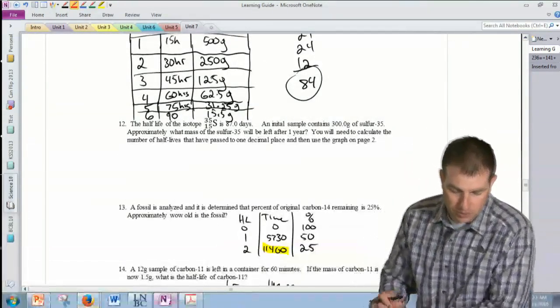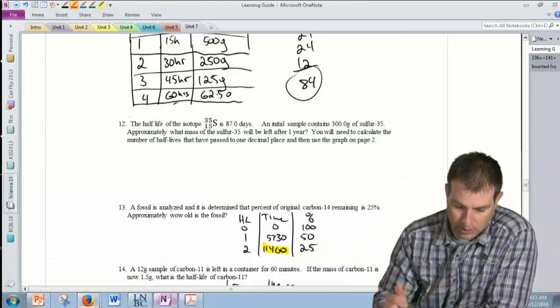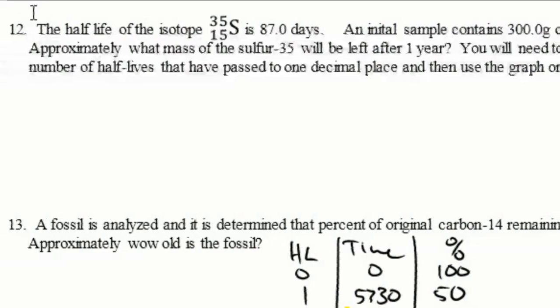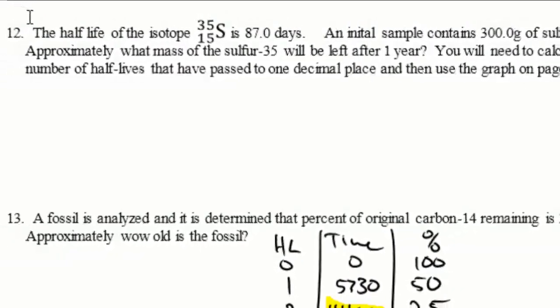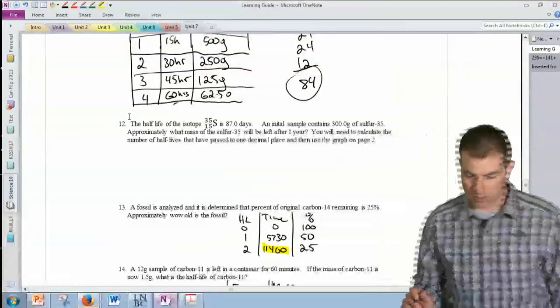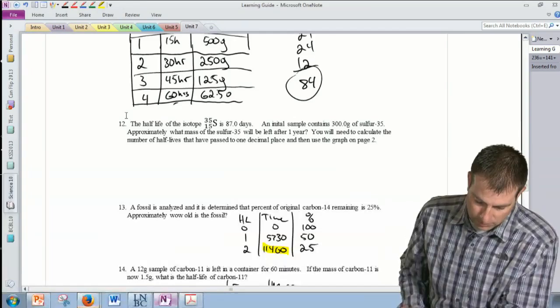All right, the half-life of the isotope sulfur is 87 days. The initial sample contains 300 grams. What mass would be left after 1 year? You need to calculate the number of half-lives passed to one decimal place and use the graph on page 2. All right, so we didn't have a chance to find that graph, or I didn't know where it was, but let's do this.